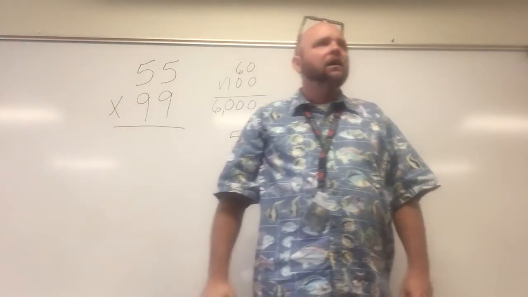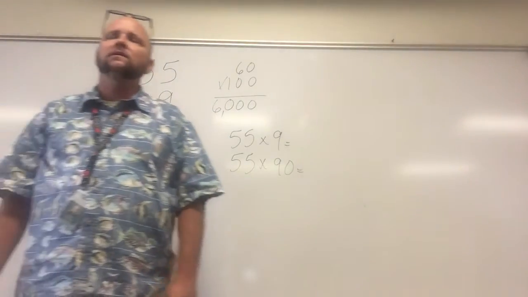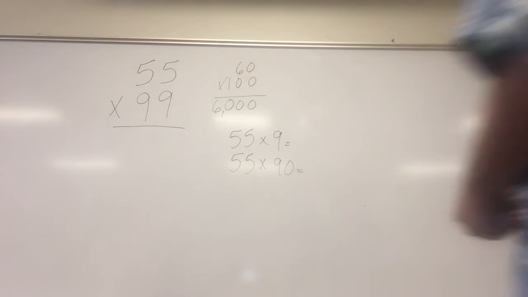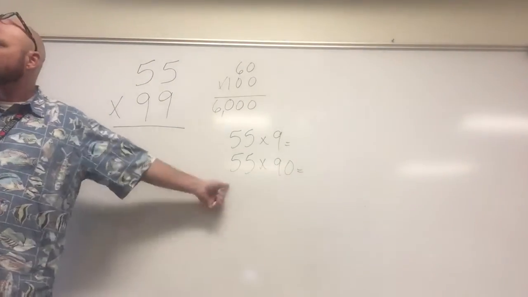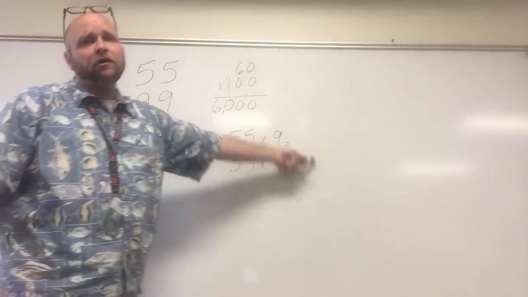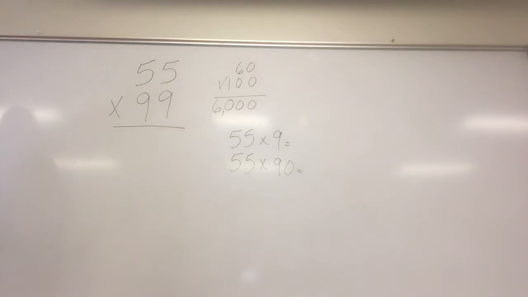All right, so now hopefully you've taken some time and worked it out. Keep going. And if it was broken into parts, it's 55 times 9, and it's 55 times 90. So if this makes it easier for you, do this, then add the products together.